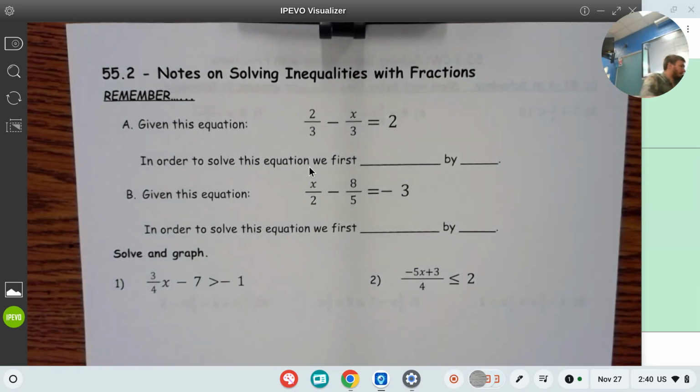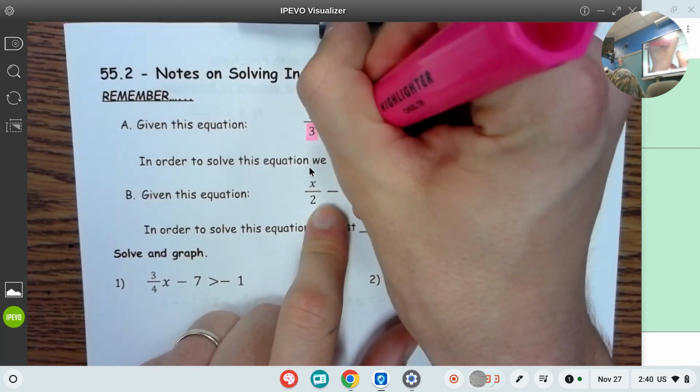Welcome back, everybody. We are going through inequalities with fractions. We can handle this. Question number, I guess, A, all right? Given this equation, I noticed that we have fractions, which are a little scary.